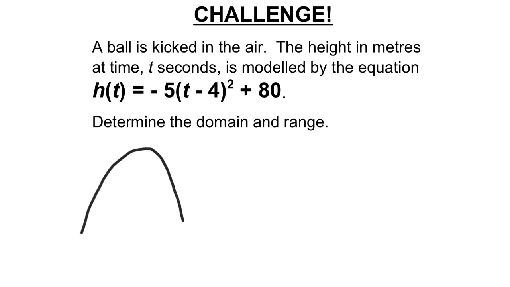Ball goes up, ball comes back down. The height in meters at time t seconds is modeled by this equation: h of t is equal to negative 5 times (t minus 4) squared plus 80. H of t, height, as a function of time. So if you know what the time is, you can calculate the height. Determine the domain and range.